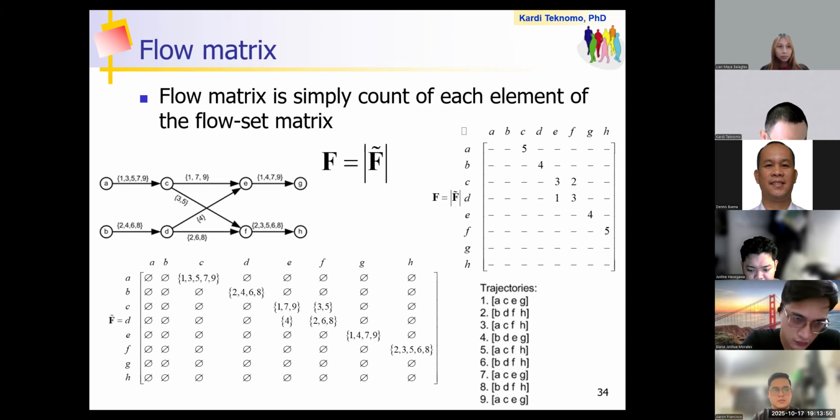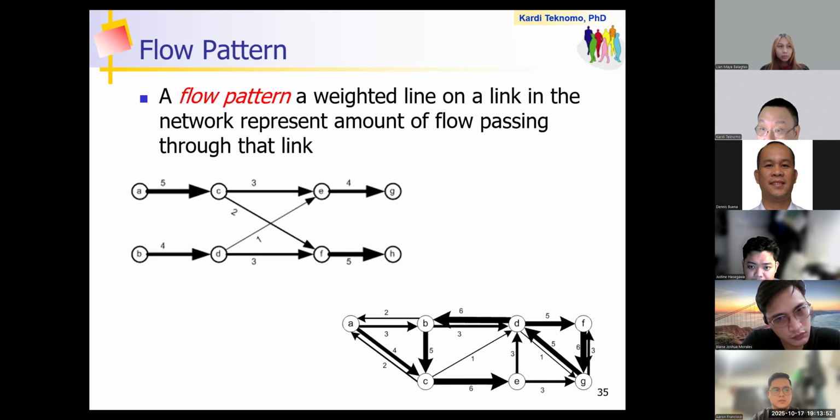Next, I want to introduce you to the flow pattern. Once you have the flow matrix, you can put them into a flow pattern that's similar to the pedestrian study a while ago. The thickness represents the flow or relative flow.